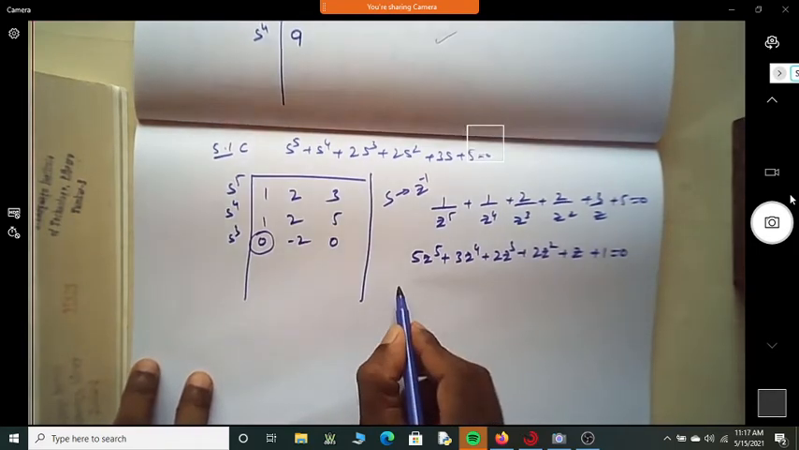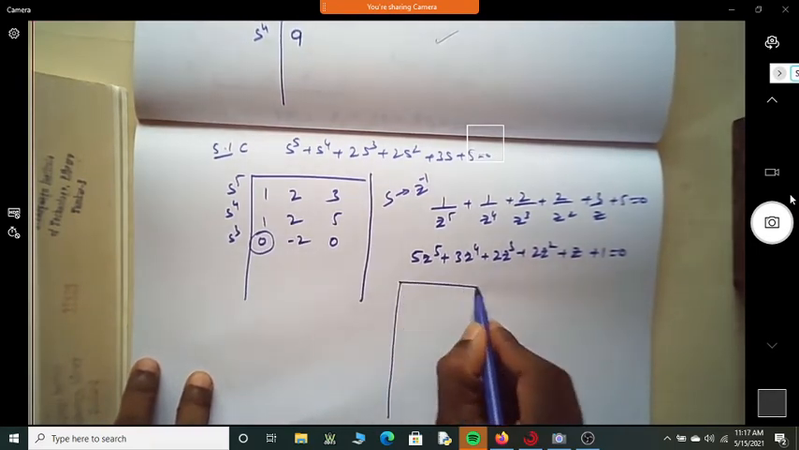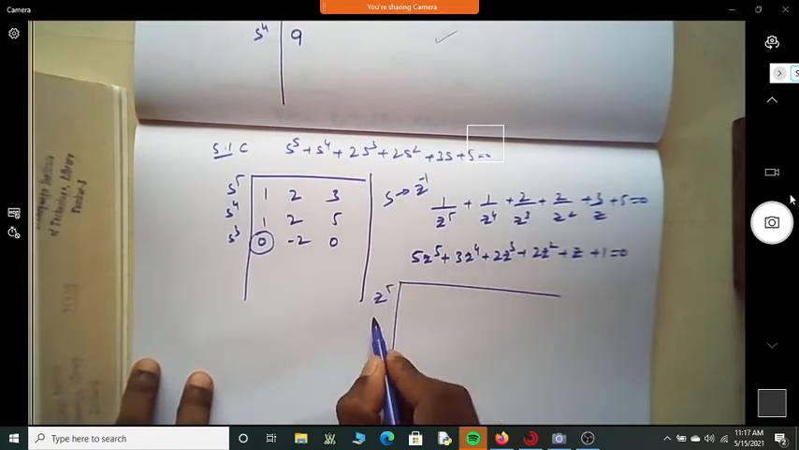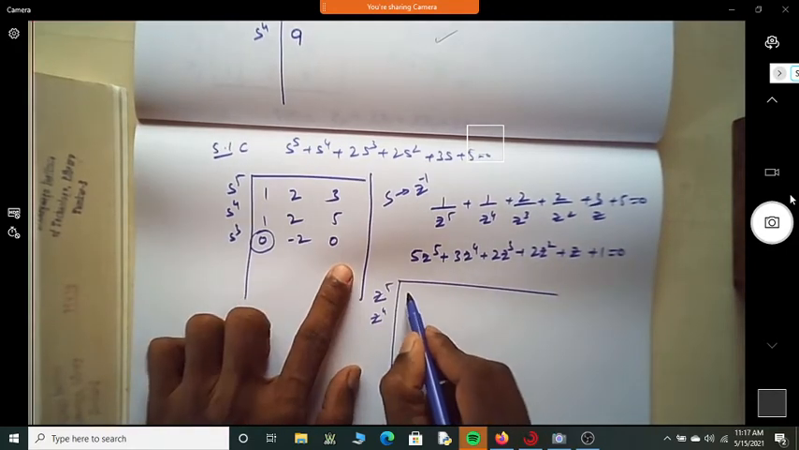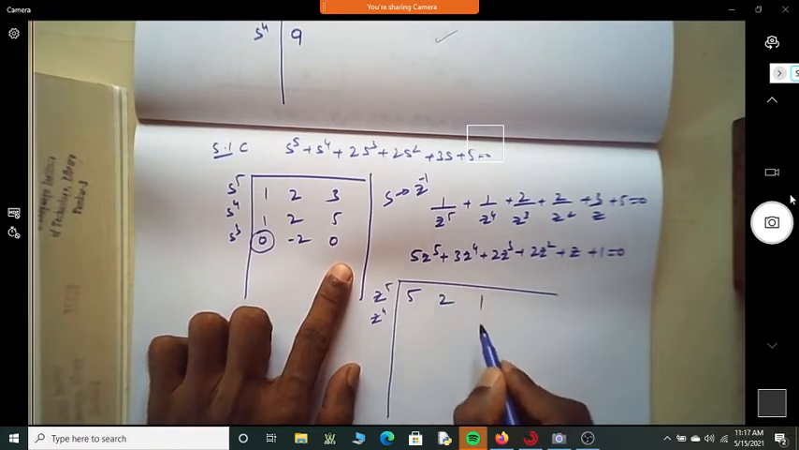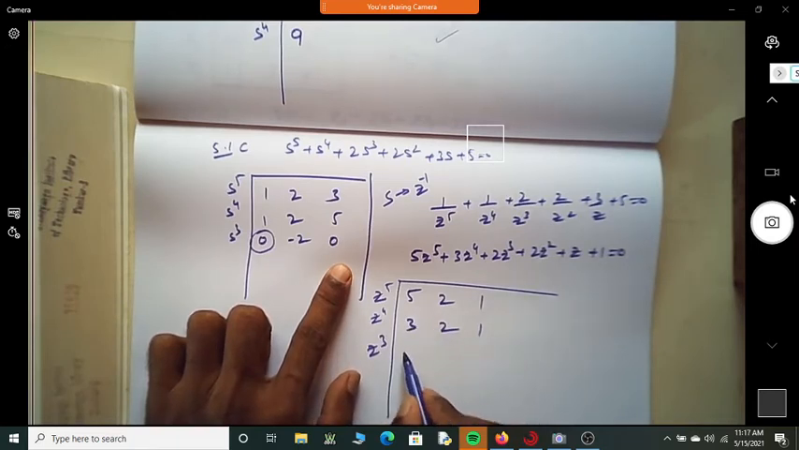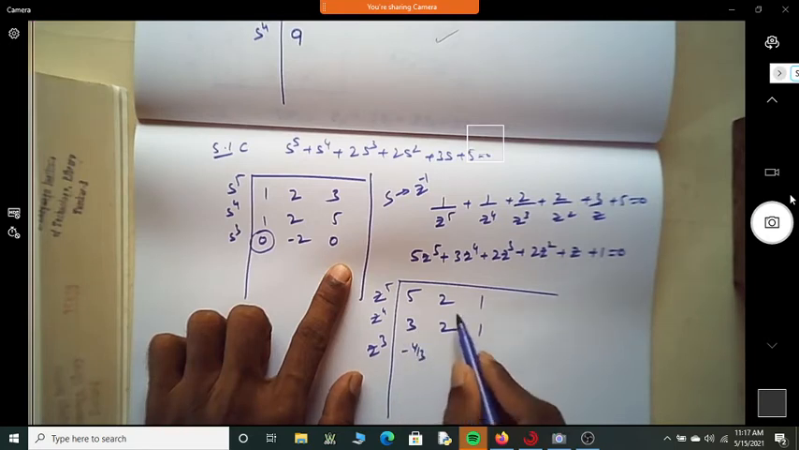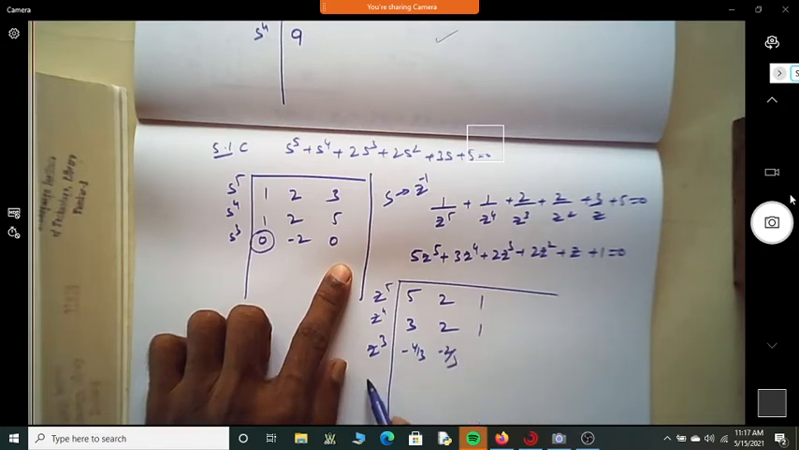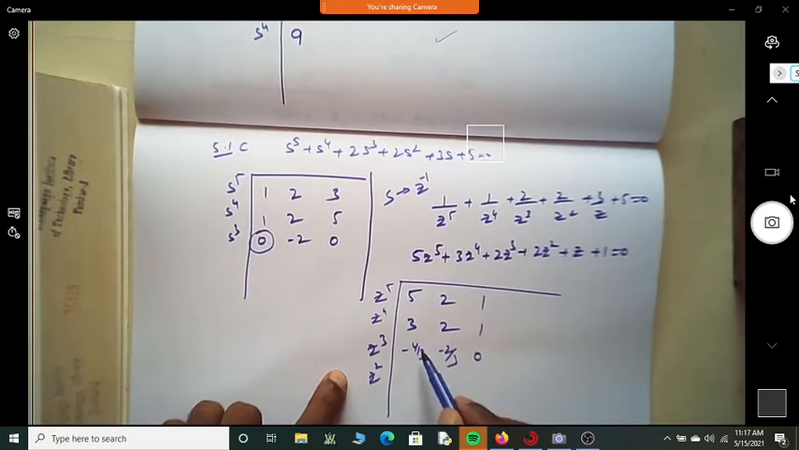Shall we solve for this now? Will you solve for this? z power 5, so z power 4. Then this becomes 5, 2, 1, 3, 2, 1. Is it now minus 4 by 3? Minus 4 by 3, then it is, then this into this minus this into this.